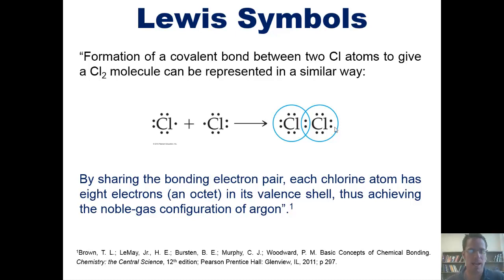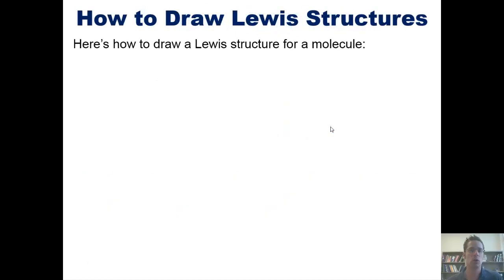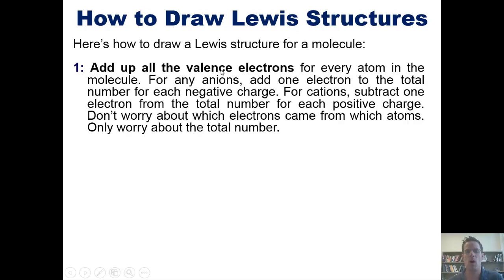With this groundwork laid, I now want to teach you how to draw Lewis structures. Lewis structures are small, simplified models or depictions showing the shapes of individual molecules. To draw a Lewis structure for a molecule, we first have to add up all the valence electrons for every atom in the molecule. For anions, add 1 electron to the total number for each negative charge. For cations, subtract 1 electron from the total number for each positive charge. Don't worry about which electrons came from which atoms, only worry about the total number.